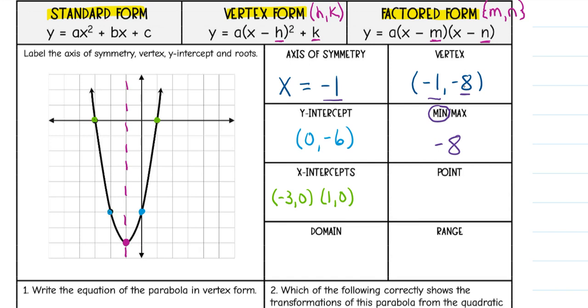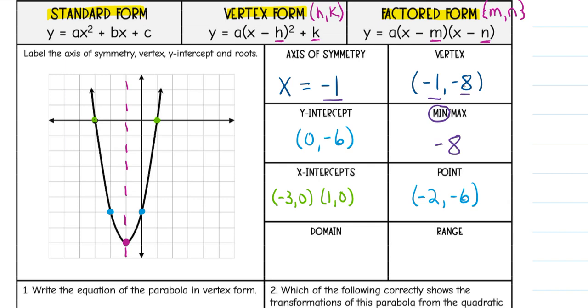Now, we can identify lots of points on the parabola, but I'm just going to show you that in particular, because of the symmetry, we can identify a point using the axis of symmetry. We see that the y-intercept is 1 to the right of the axis of symmetry, and therefore there is also a point that is 1 to the left of the axis of symmetry. So I'm going to list that here as -2, -6.